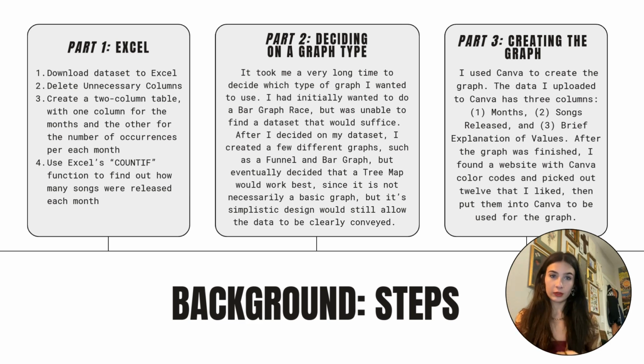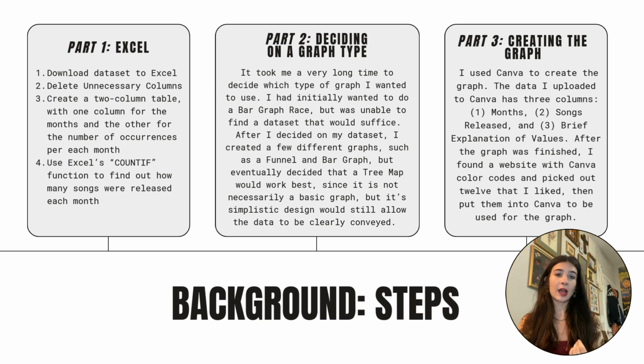To create this graph, I first downloaded the dataset to Excel and then deleted all of the unnecessary columns, which for me was anything other than the release month. And then I, off to the side, made my own little 2-column table with one side for the months and one side for my numbers for how many songs were released each month. And then I used Excel's COUNTIF function to go through the release month column from the downloaded data set and pick out how many instances of each month there were. And I did that in the other little column in my own table, and that's where I put all my data points. And then I went and decided on a graph type.